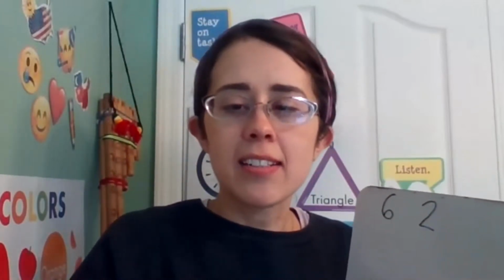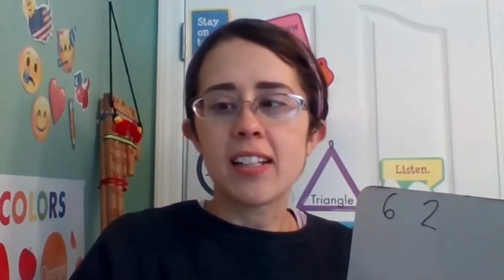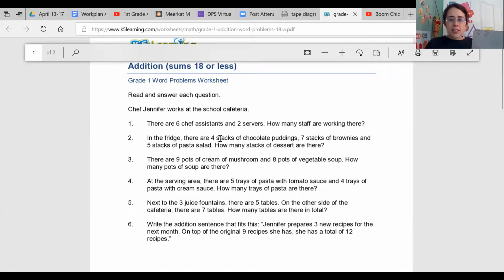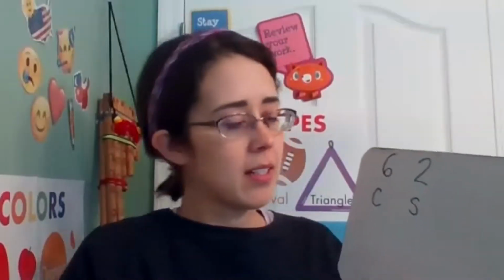What does the 6 mean? Let's check. In the video, I learned it's helpful to label. 6 means chef assistants. Okay, so let's do a C for chef assistants. 2 means the servers, so I can do an S for servers. All right, this will help me to know how to draw a number bond and a tape diagram.